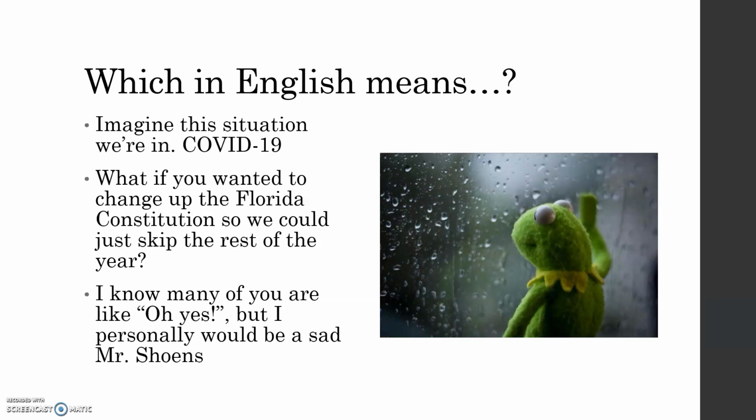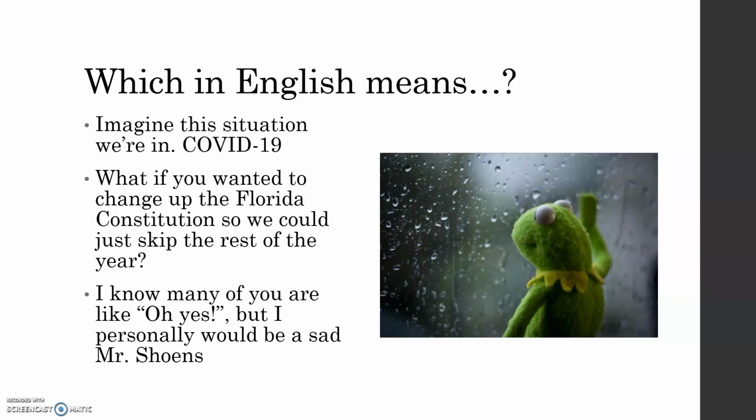Let's take our situation with the coronavirus. What if you wanted to change the Florida Constitution, because our Constitution can be changed, so that we could add an amendment that in case of a pandemic emergency such as this, we could just skip the rest of the school year? I know many of you, when you heard me say that, are probably like, oh yes, but I'm personally crying on the inside, like that Kermit the Frog is me. It actually is me. Well, let's go through this hypothetical situation.